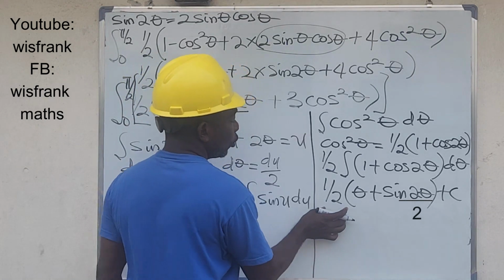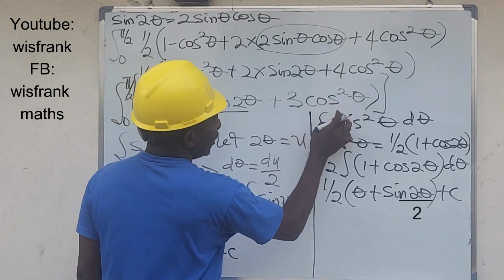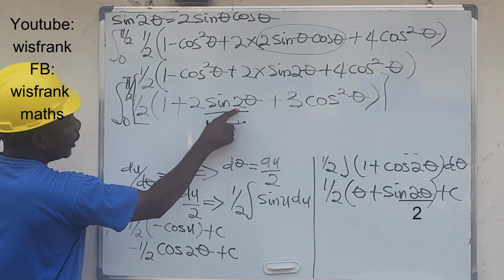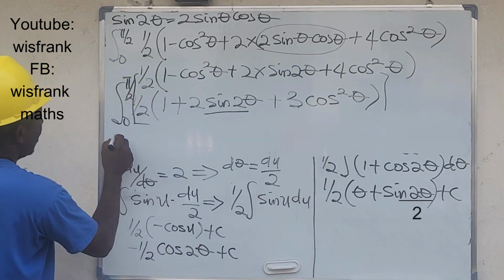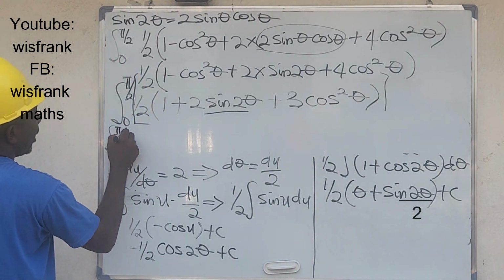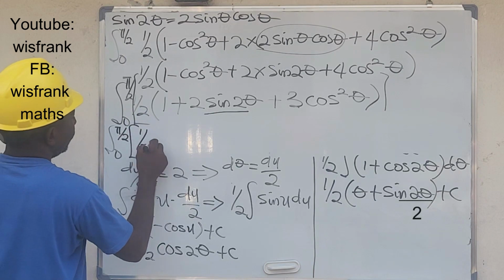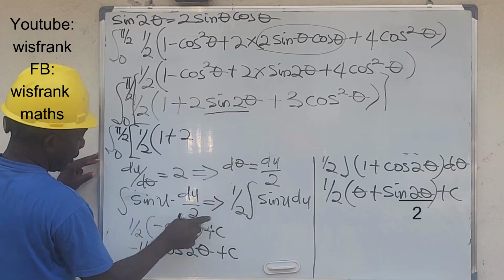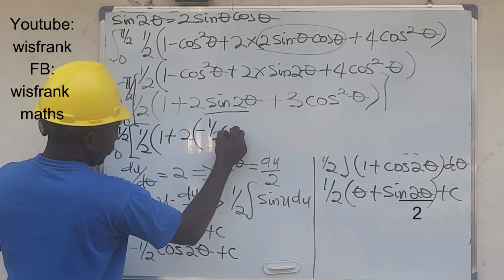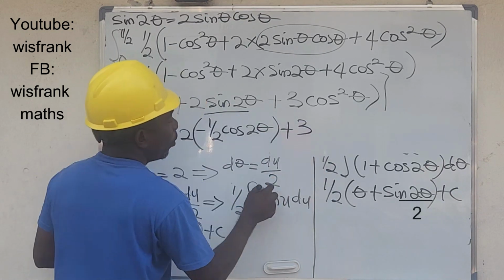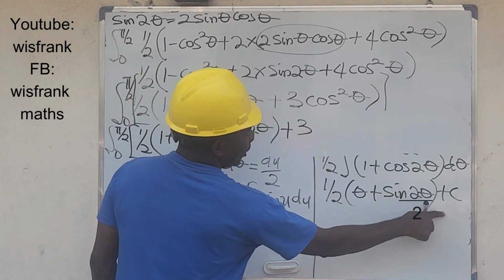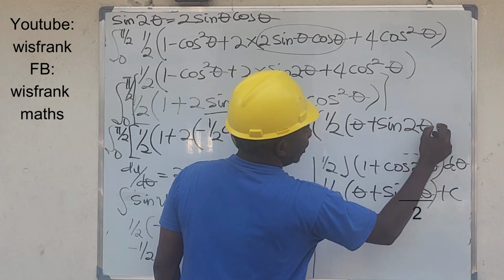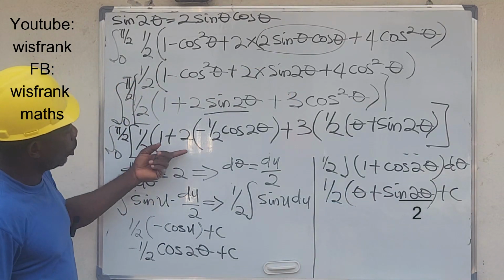The next one is for us to substitute this into where we have cos squared theta. Having that, we are going to plane this section. So substituting the values of sine 2 theta and cos squared theta, we'll have the integral with limit 0 to pi all over 2, bracket 1 all over 2, open parenthesis, then we have 1 plus 2, then where we have sine 2 theta, we'll put minus 1 all over 2 cos 2 theta, then plus 3. Where we have cos squared theta, we substitute this into that, we have 1 all over 2 into theta plus sine 2 theta. So this is the new equation we've got.